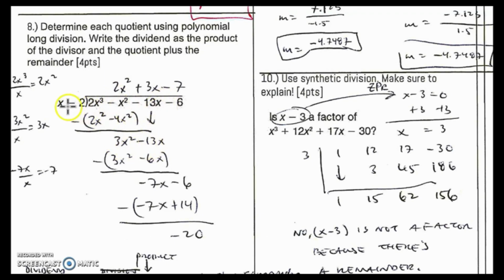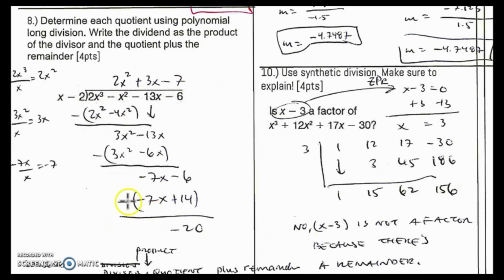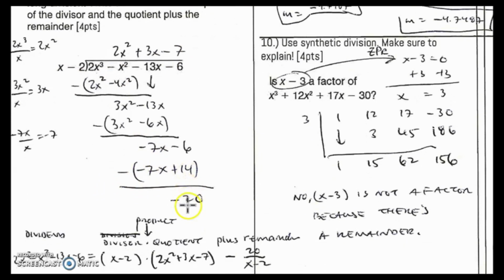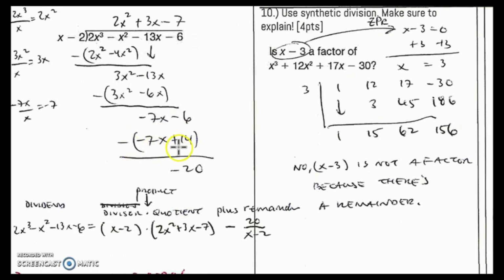Bring that down, 13x. X goes into 3x squared 3x times. 3x times x gives you 3x squared and -6x, and then you're going to subtract. 3 minus 3 is 0. -13 minus -6, so that's -13 plus 6, gives you -7x. Bring that down, -6. X goes into -7x, -7 times. Take that number, multiply, -7x, positive 14. -7 minus -7, that comes to 0. And then -6 minus 14, they're both negative, so that's a -20, your remainder.